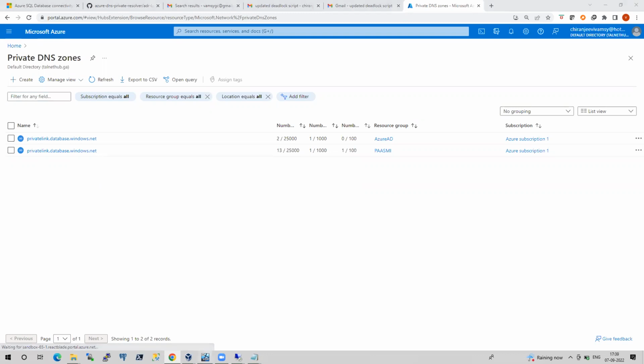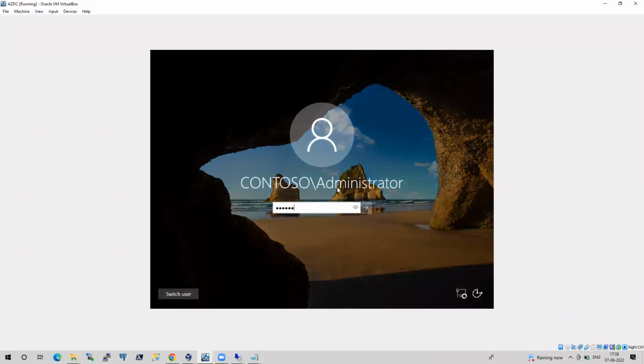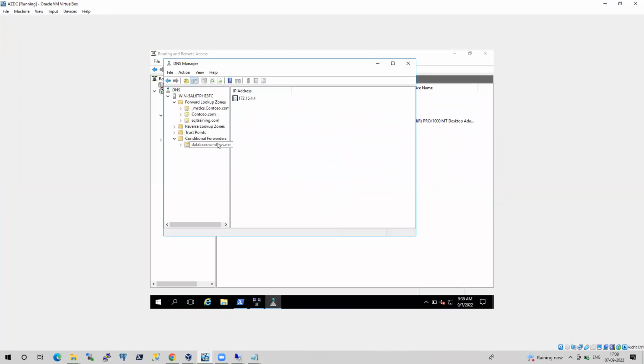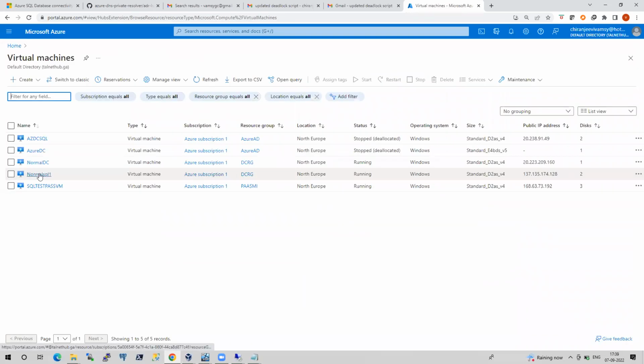So if I go to my on-premises, this is my DNS. Let me open the DNS. Okay, this is my on-premises DNS that I have. And in a similar fashion on Azure, I have a custom DNS because I have created one more DNS for these two machines. Where are those two? Normal DC and normal SQL one. I have DNS on normal DC. So this machine is a domain controller as well as a DNS server. So I have the DNS entries over here.